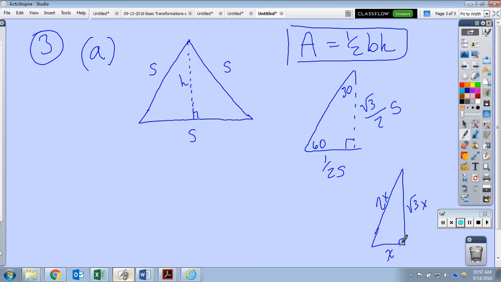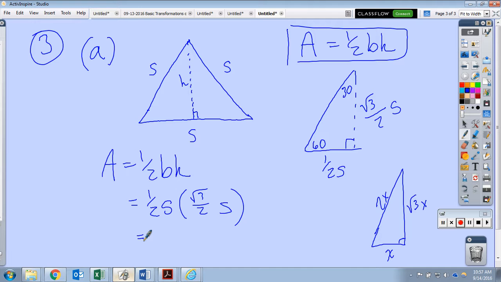Using this, the area is equal to 1/2 base times height. The base of this triangle is S, and the height we know is square root 3 over 2 S. Now we just simplify it, and we get something that's all in terms of the side length S.